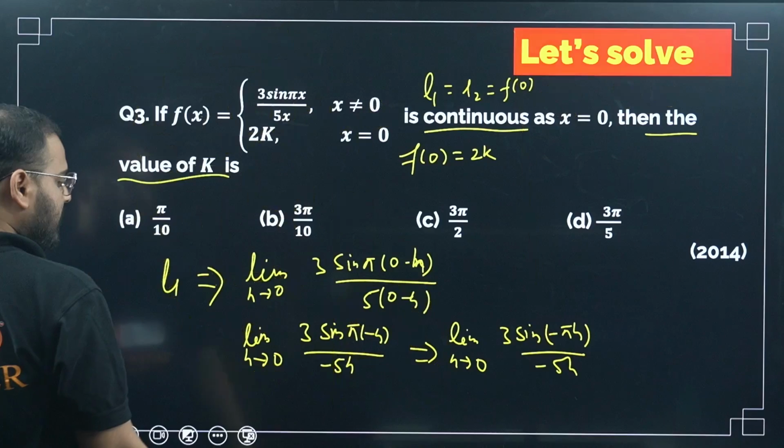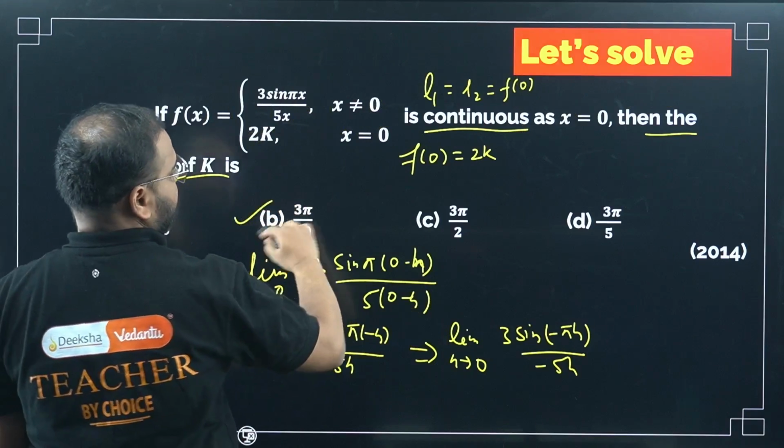What's my answer? 3 pi by 10. Any option is there? Option B.